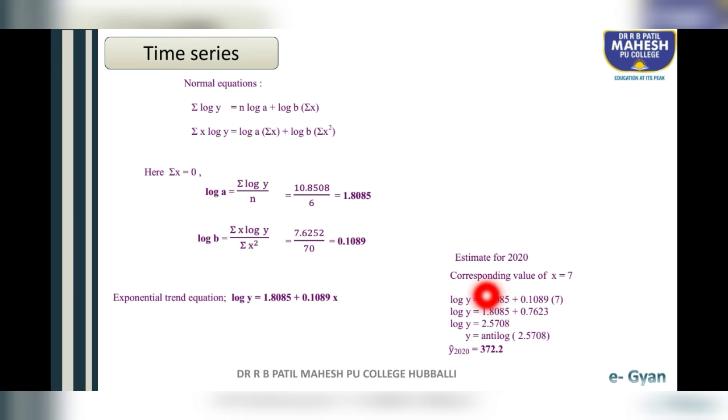After adding these two values, log of y is equal to 2.5708. So as you know, if the log comes to the RHS, it becomes y is equal to antilog of 2.5708. Then you have to see this in the antilogarithm table. So antilog of 0.5708 is, see in the antilogarithm table, 0.57 under 0. The value is 3715. So antilog of 0.57 under 0 is 3715.